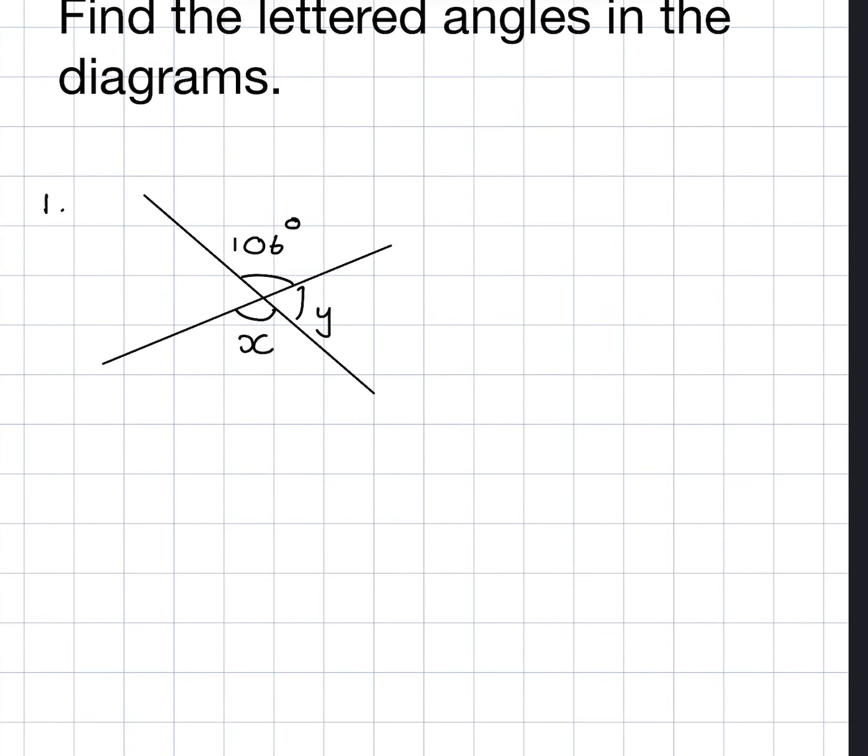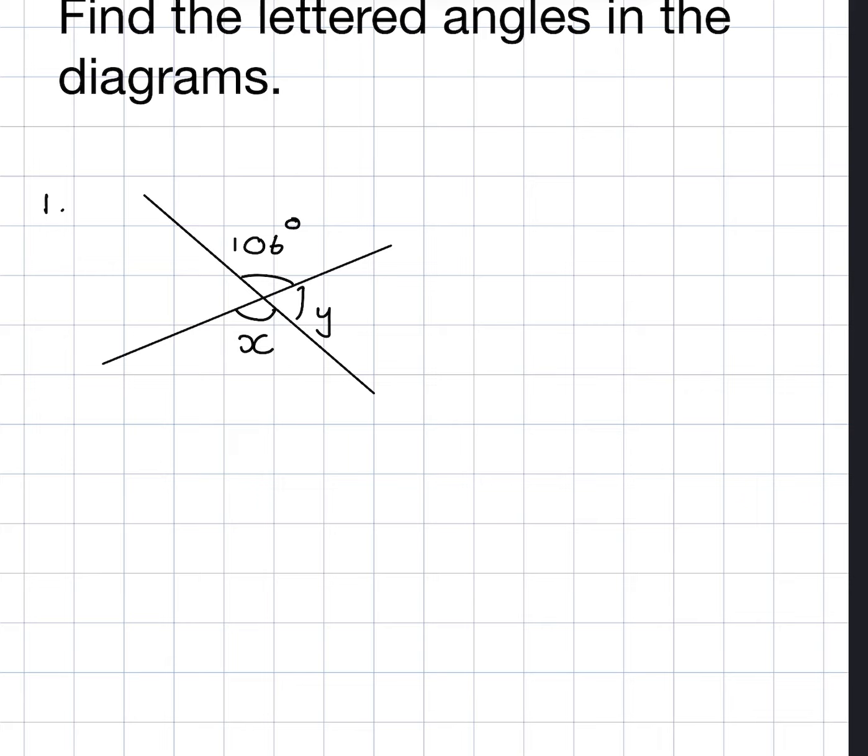In this video, we're going to be focusing on solving questions on angles. Yesterday we learned five theorems. We learned that vertically opposite angles are equal. We learned that angles in a straight line add up to 180 degrees. And we also learned that angles at a point add up to 360 degrees.